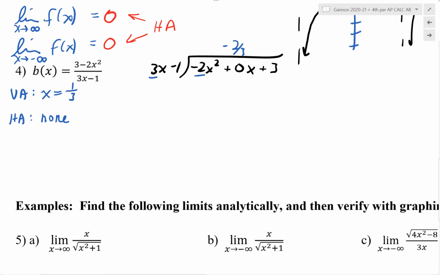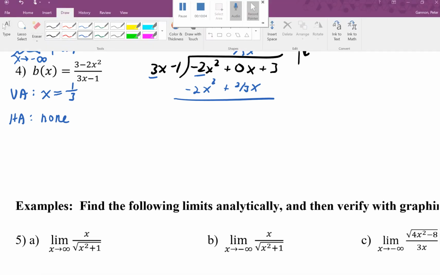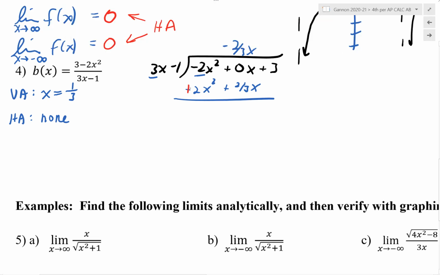So -2/3 times 3x is going to become -2x. -2/3 times -1 becomes +2/3 x. Excuse me, I forgot the x up top there because that's x squared. So at that point, you would subtract those values, which means these signs are going to change. So that becomes plus, that becomes minus. Those cancel. We've got negative 2/3 x plus 3.